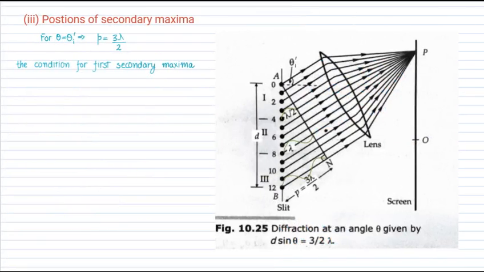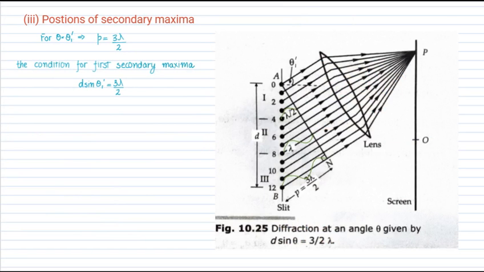So let us substitute the value here. I can write d sine theta, but will it be theta? No. At what angle are we getting it? Theta 1 dash. Fine. So this will be d sine theta 1 dash equals thrice lambda by 2.